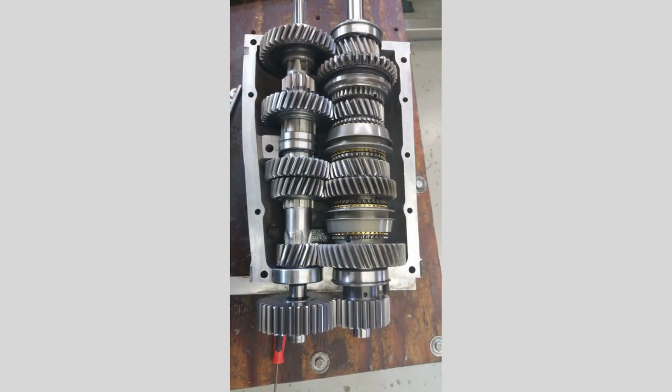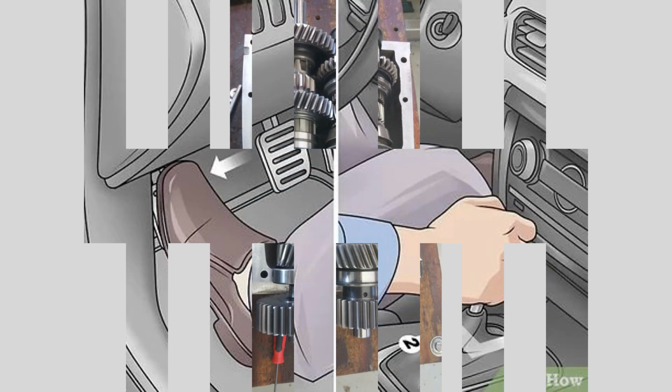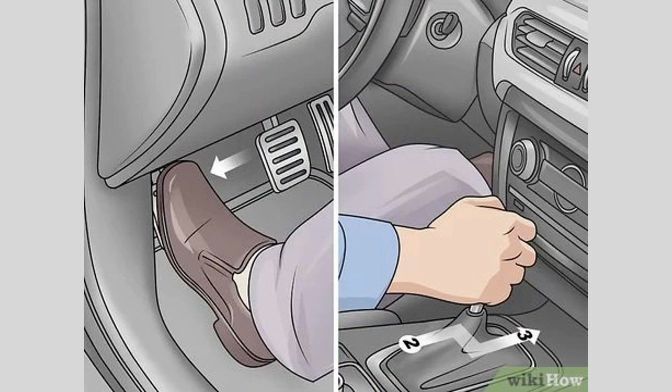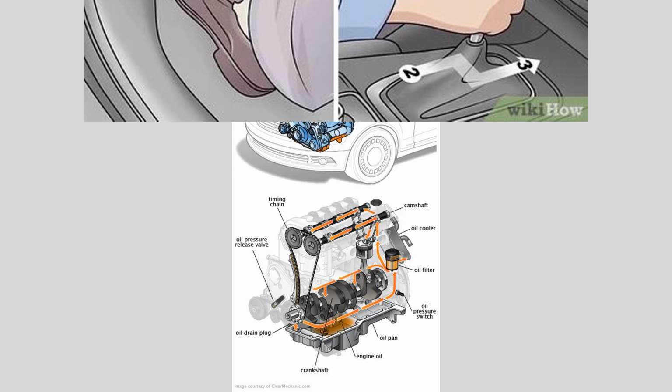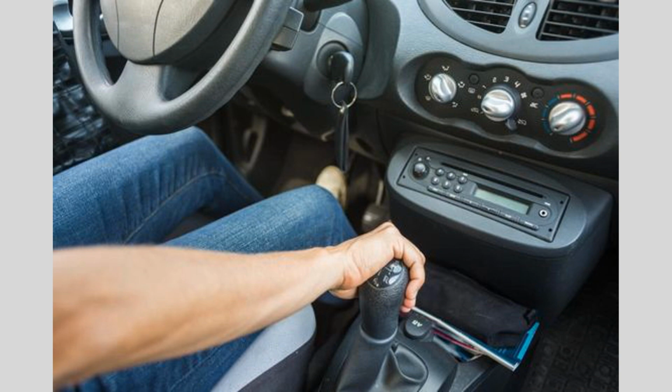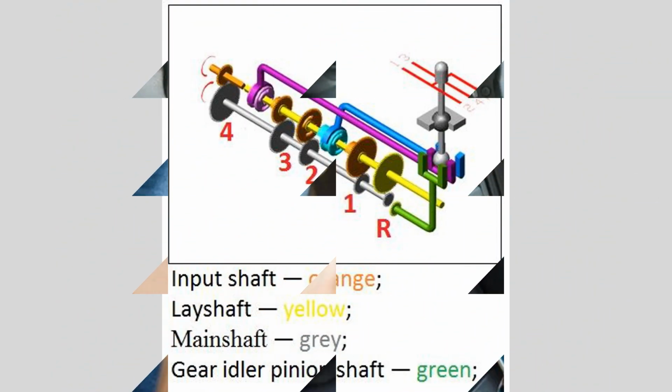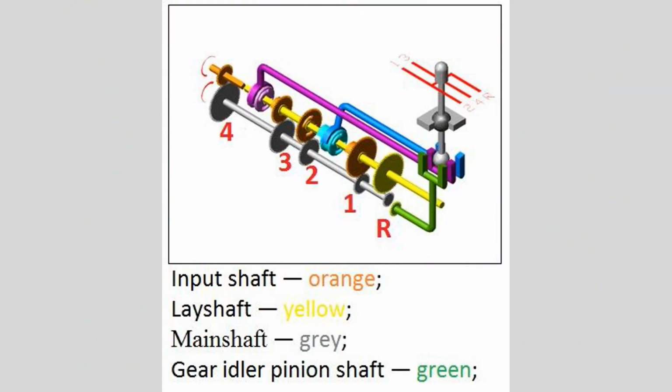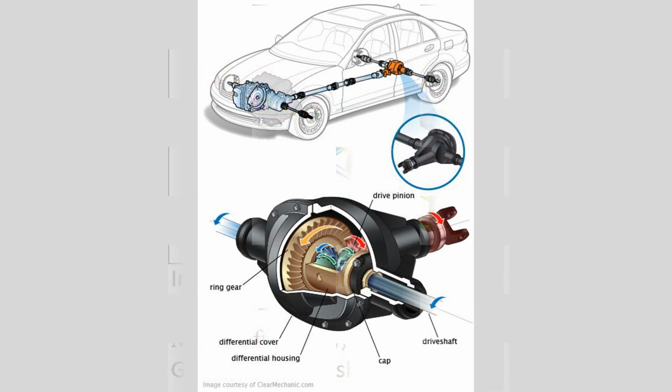Flywheel. The flywheel is a heavy, disc-shaped component bolted to the back of the engine's crankshaft. It acts as a rotating mass that stores rotational energy and provides a smooth connection between the engine and the clutch. The flywheel also helps smoothen out engine vibrations and provides inertia during gear changes.